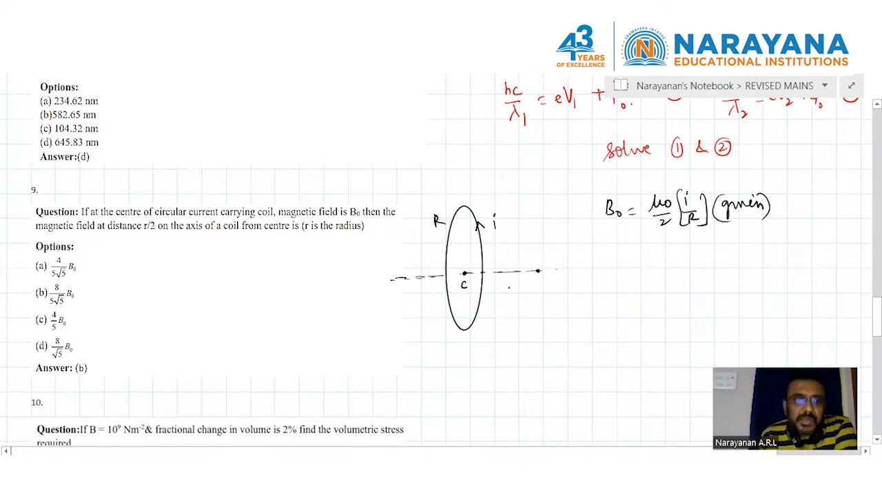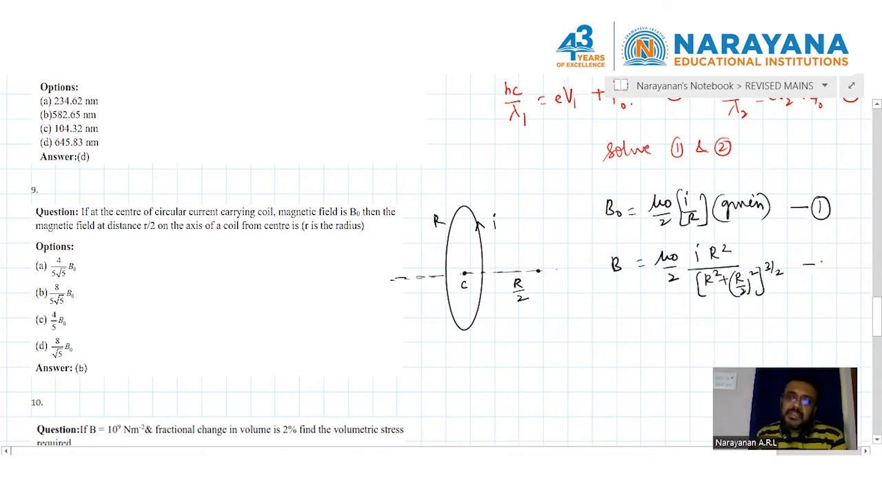At a distance of R by 2, B equals mu naught by 2 times I R square by R square plus R by 2 whole square plus 6 square, whole power 3 by 2. B naught is mu naught by 2 I R square by R square plus 6 square whole power 3 by 2. Let this be equation 1, equation 2. So you need to just compare B and B naught. Divide B naught by B. If you compare, you will get the required result.